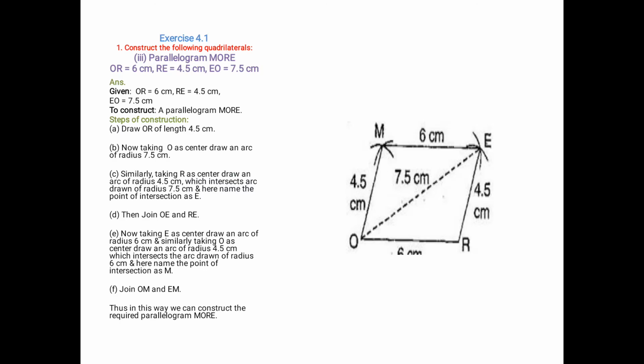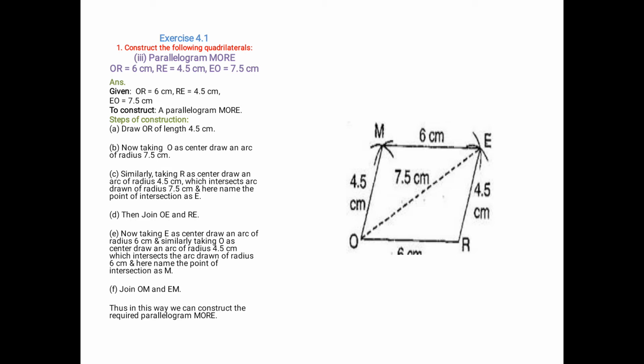First of all, let us learn about when the lengths of 4 sides and a diagonal are given. So we will start with exercise 4.1 question number 3. Construct the following quadrilateral. Number 3 says construct parallelogram MORE where side OR is equal to 6 cm and RE is equal to 4.5 cm, as well as diagonal OE is equal to 7.5 cm.